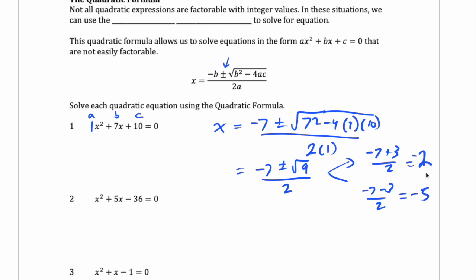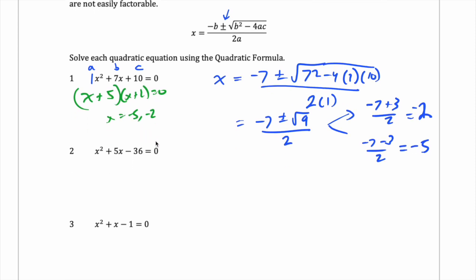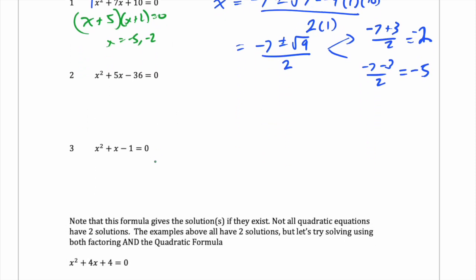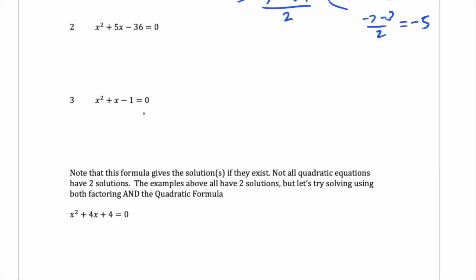If you get whole numbers or even fractions, if you get rational numbers, then actually you could have factorized it in the first place. So you could factorize this as x plus 5, x plus 2, and you get the same answers. But the quadratic formula is useful because it works all the time, even if the solutions are not rational numbers. Okay, let's do this last one here.